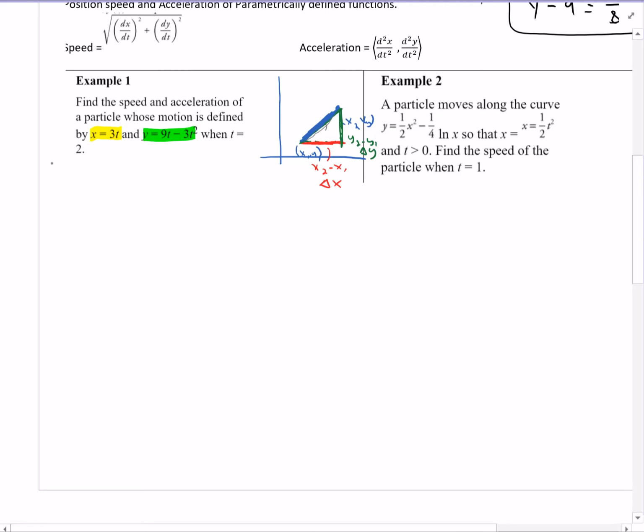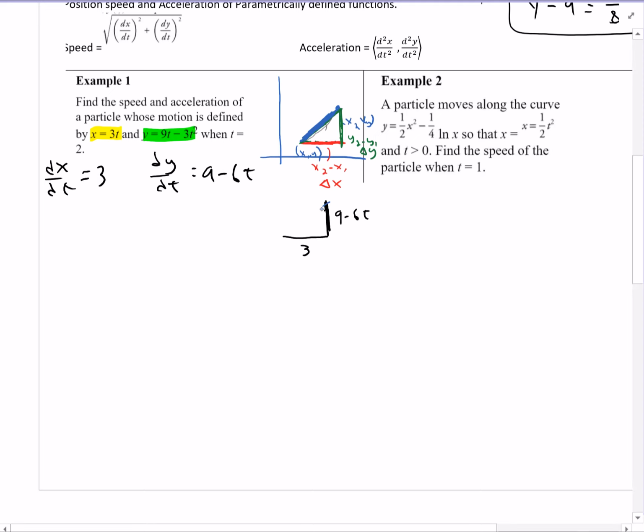So the first thing we're going to do is just go find dx/dt, which is in this case just 3, and we'll find dy/dt, which is 9 minus 6t. Visually, what this is saying is if you have a triangle, the change in x is defined by the 3 and the change in y is defined by 9 minus 6t.